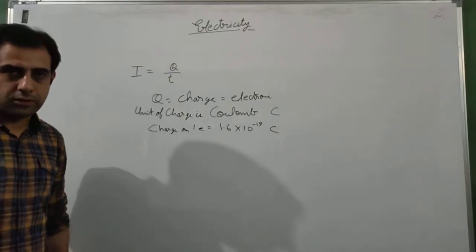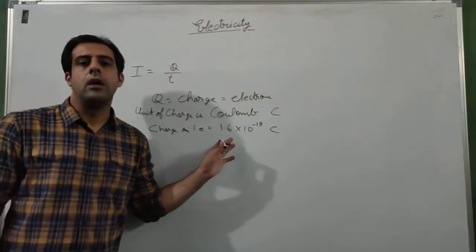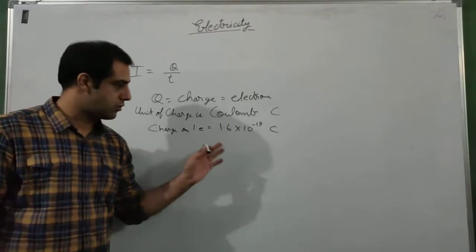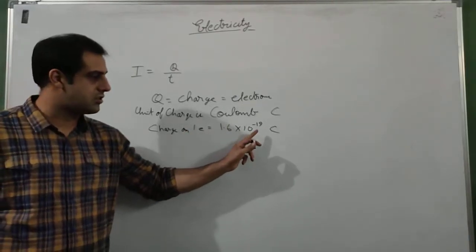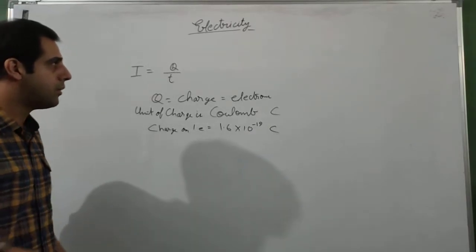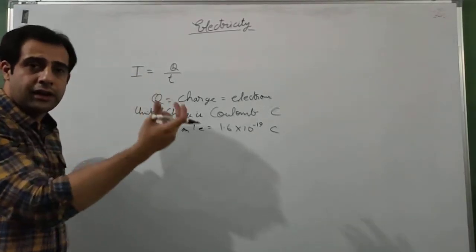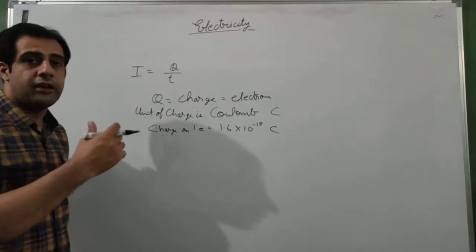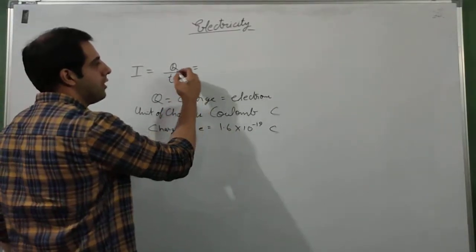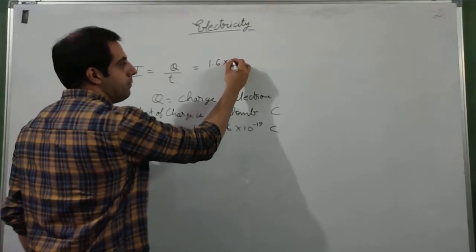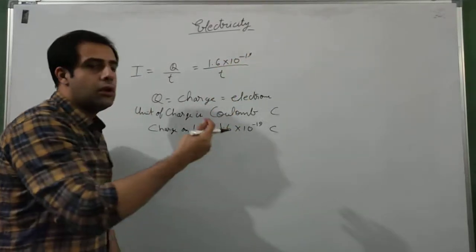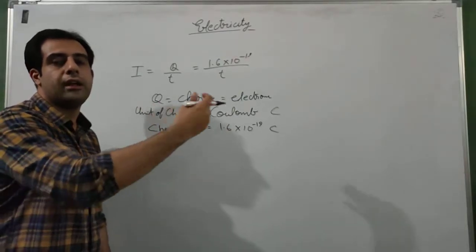This value you should memorize. It is not given in exams. We are supposed to memorize this value. So the charge on one electron is 1.6 into 10 to power minus 19 coulomb. If in a conductor only one electron is moving from one point to another point, then what will be the current? The current will be equal to 1.6 into 10 to power minus 19, divided by the time taken for the electron to move from point A to point B.